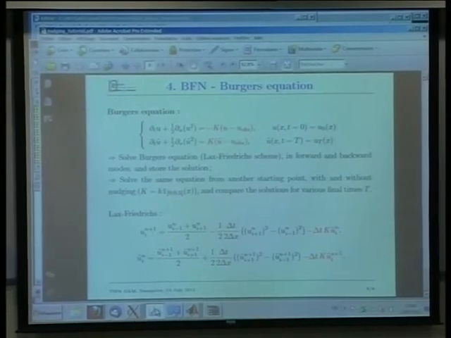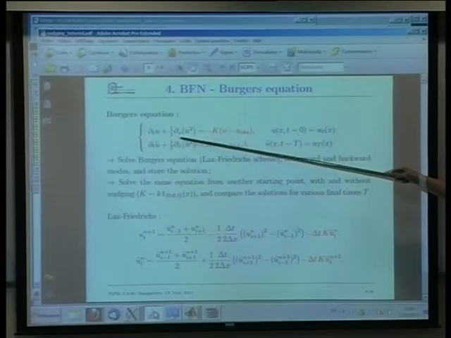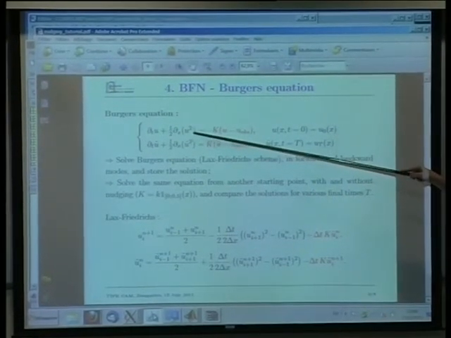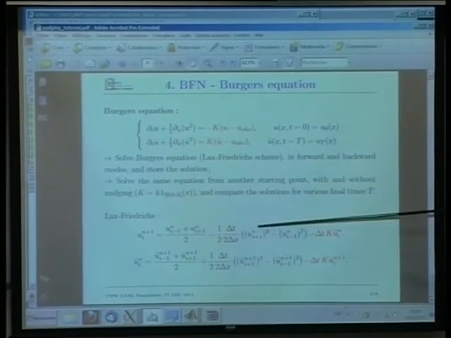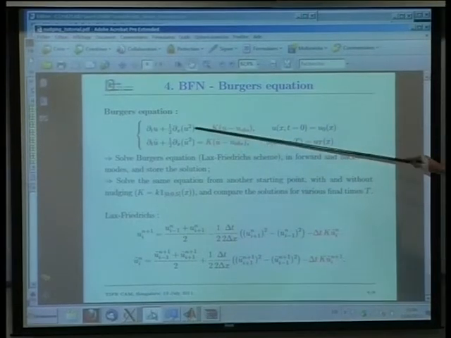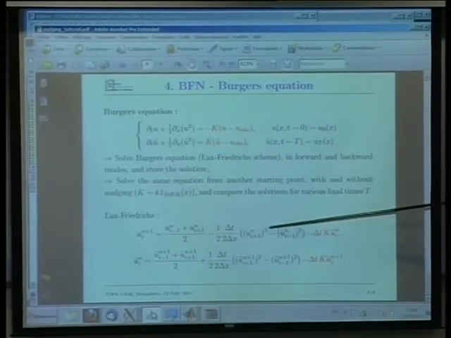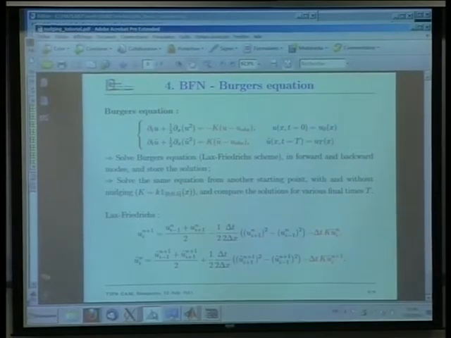If you enjoy that, you can try with Burgers' equation. It's almost the same, but here there is a nonlinear term: the derivative of u squared. So it's exactly the same scheme, but you have the derivative of u squared instead of u. It's exactly the same problem, and the MATLAB file is almost the same.